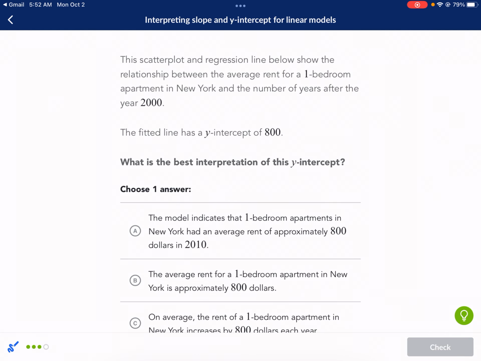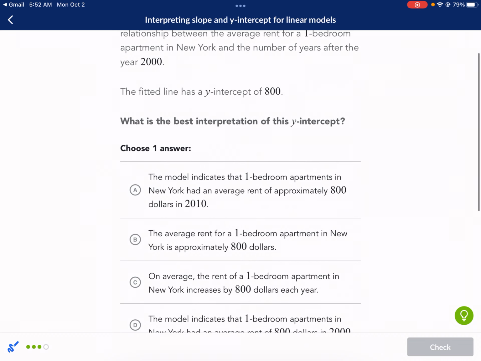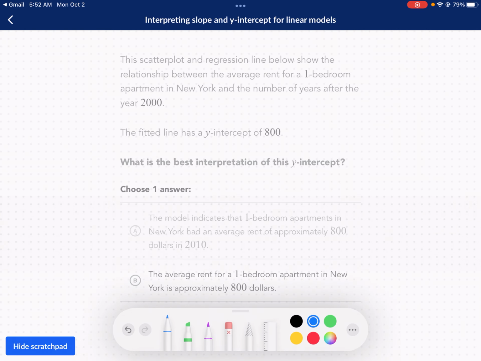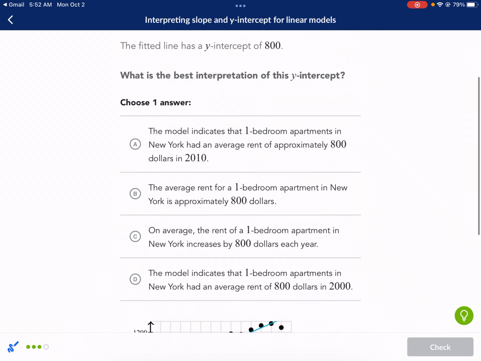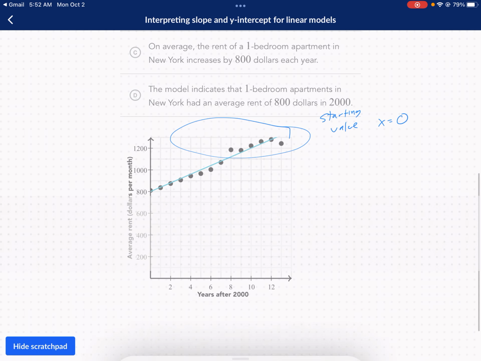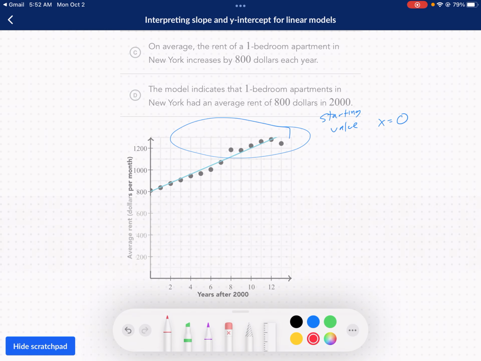Now we're talking about one-bedroom apartment values in New York starting in the year 2000. The fitted line has a y-intercept of 800. Now we're talking about the y-intercept, our starting value, and that's where x equals 0. So we're going to go down here. We can see that at x equals 0, it's at $800. So years after 2000. This is saying then in the year 2000 we had an average rent of 800 or so.